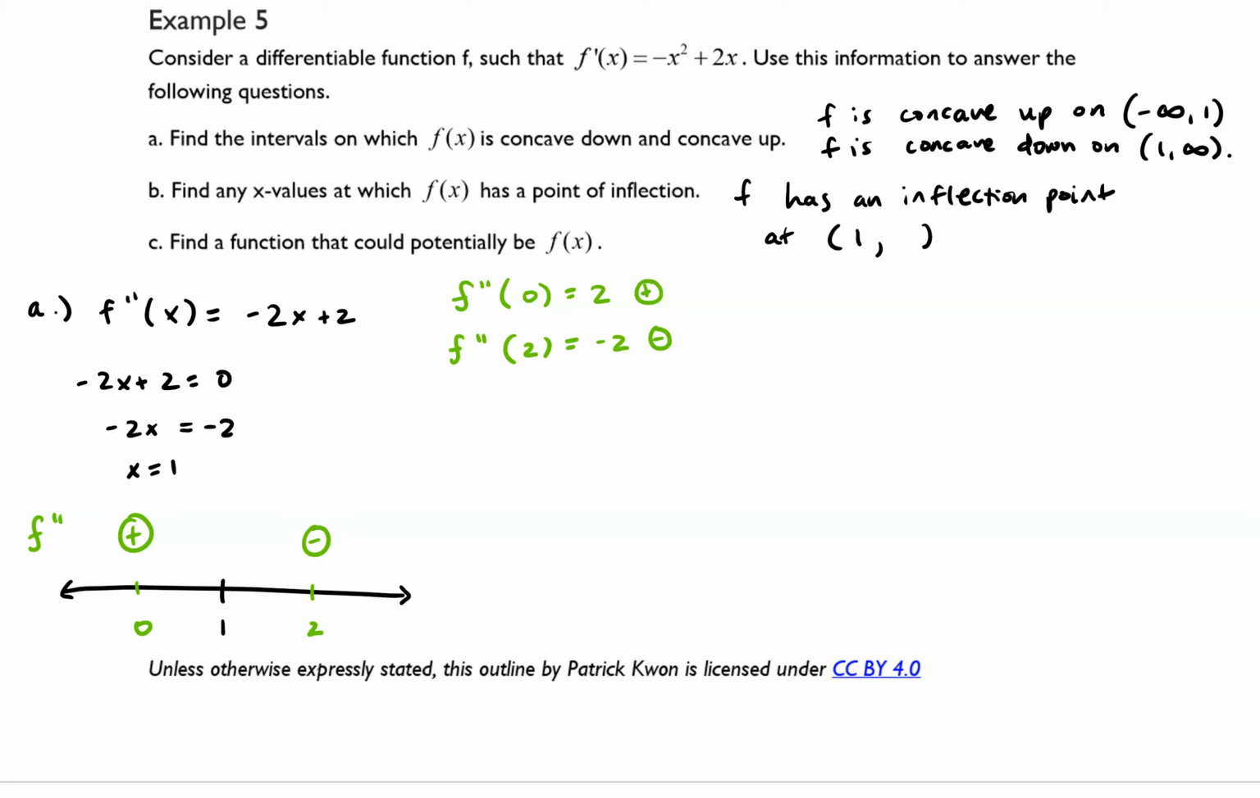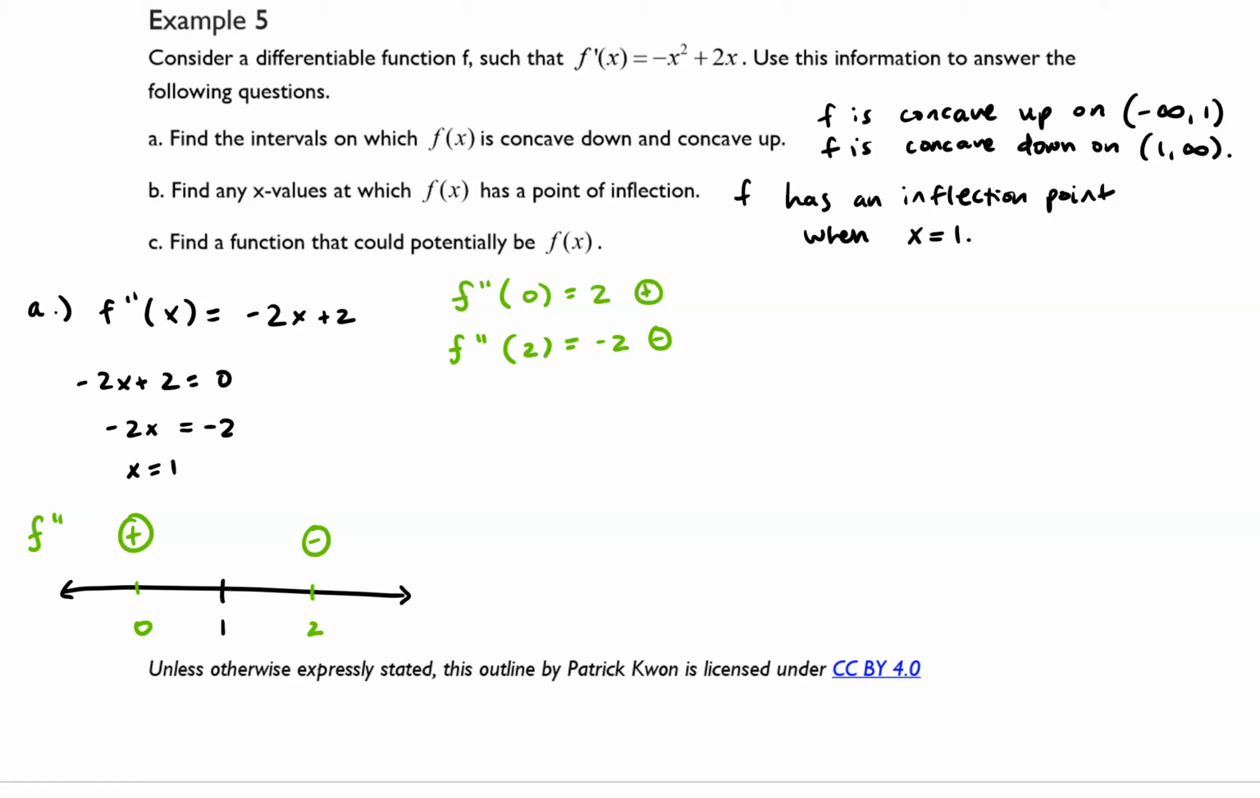However, we don't have the original f function right now, and so I'm going to put a question mark there. Or another way we can say that is f has an inflection point when x equals 1. We can't really give the y value since we don't have the f function. Let's look at part C. Part C says find a function that could potentially be f of x.